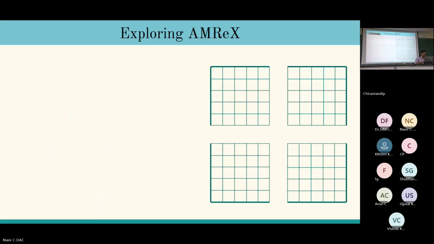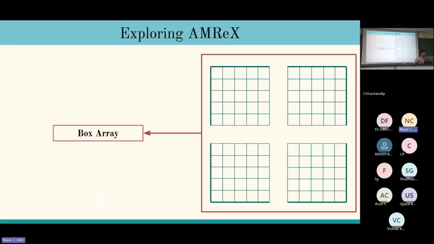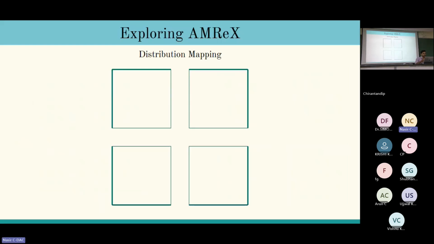Yeah. So there are different boxes. Let's say on a single level, the collection of these boxes is held in the box array. You can see in the pseudocode there is a statement written as box array BA. So that's what this is for. Now that we have split the boxes, we want to map them onto different processors.